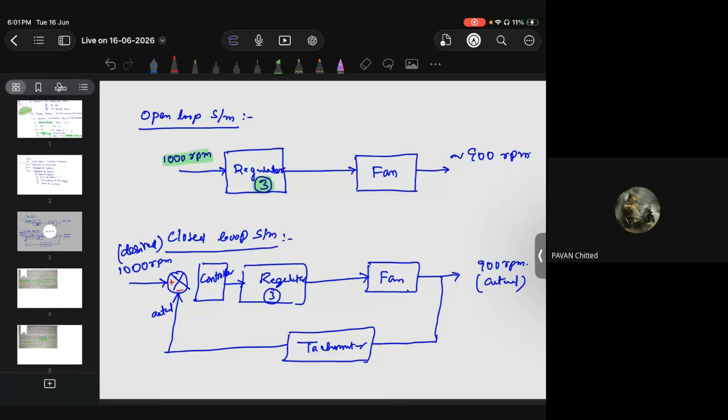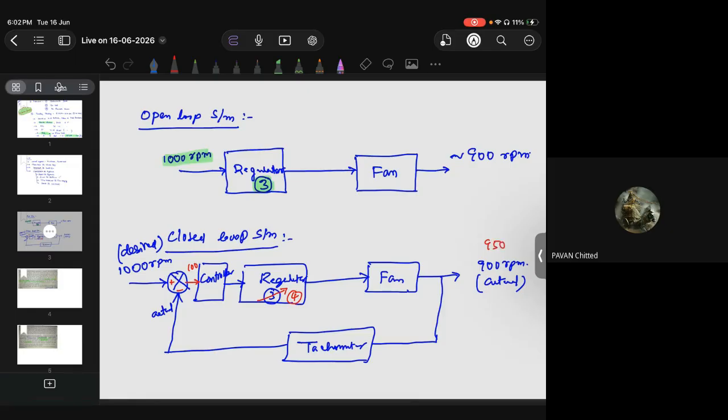You have plus here, minus here, which gives an output of 1000 minus 900, that is 100. The controller takes that 100 as the input and gives an updated instruction to the regulator. Accordingly, the regulator moves its position from 3 to some other location, let's say 4. This 4 is now applied to the fan, and let us say the new speed will be 950 instead of 900.